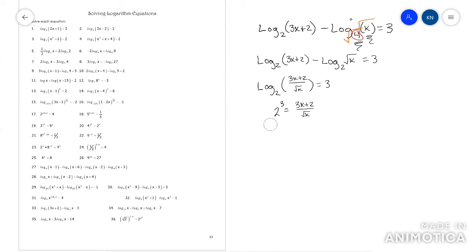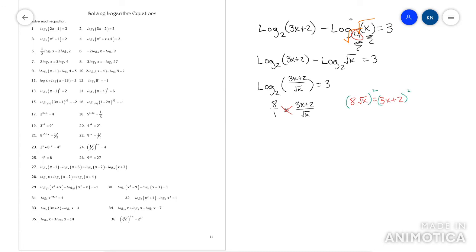Change 2 cubed to become 8. And I would even write it as 8 over 1, because what you're going to have to do now is cross multiply. So you got 8 root x equals 3x plus 2. All right, now this root is going to bother you, so square both sides.